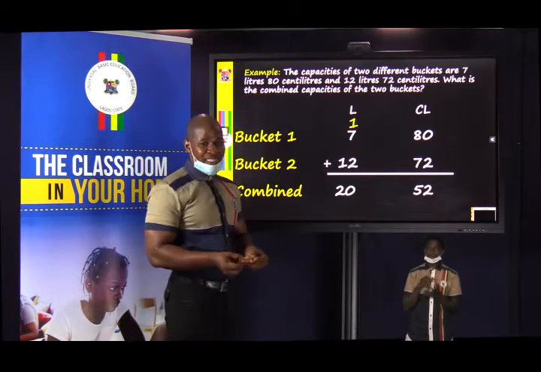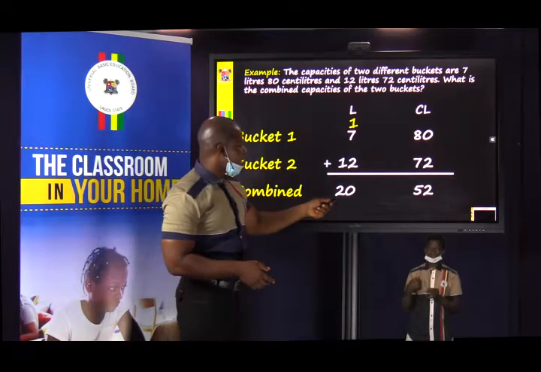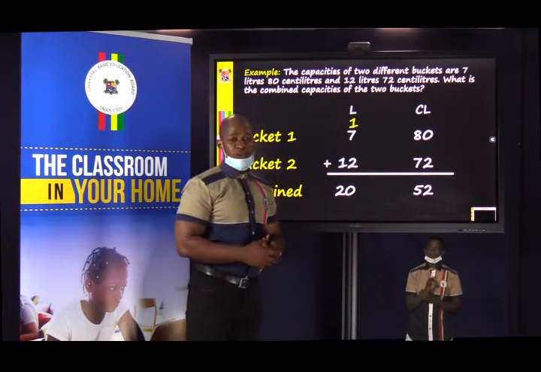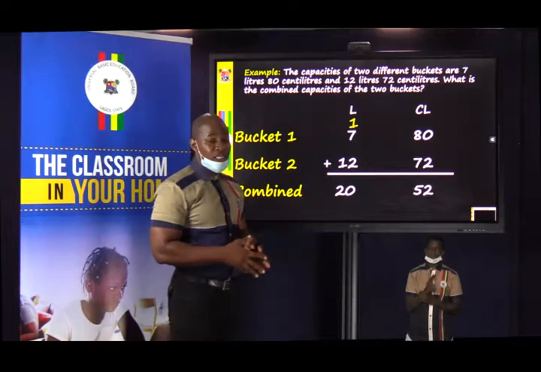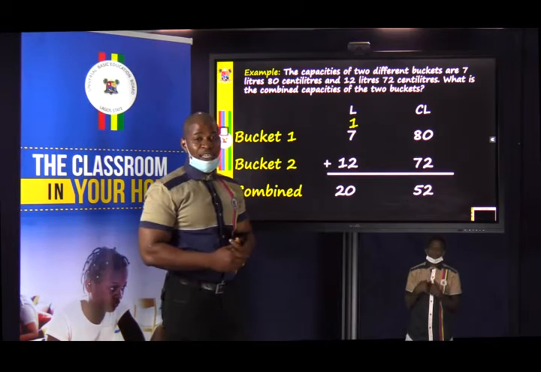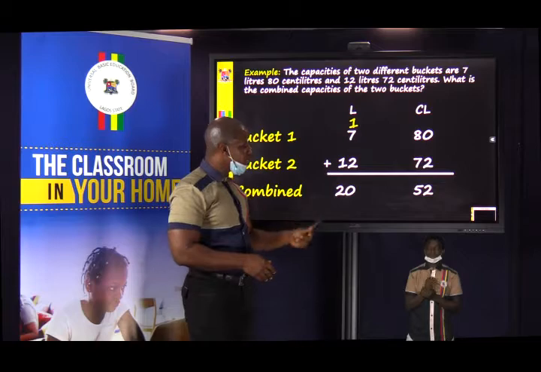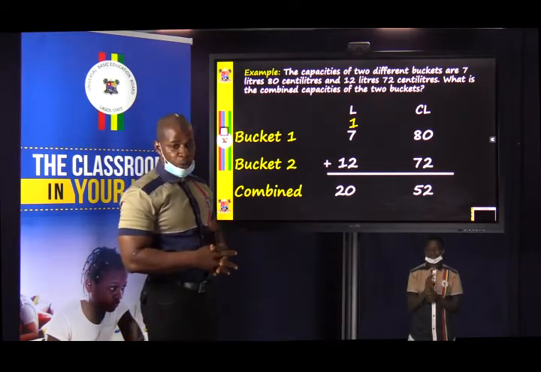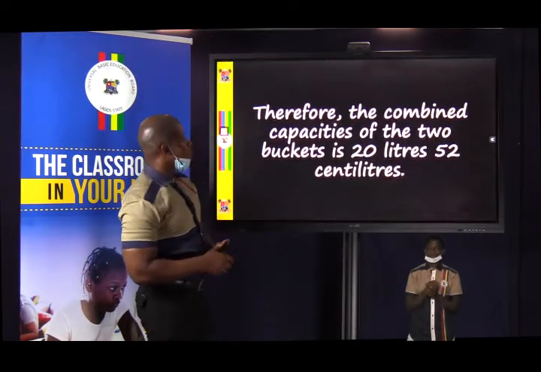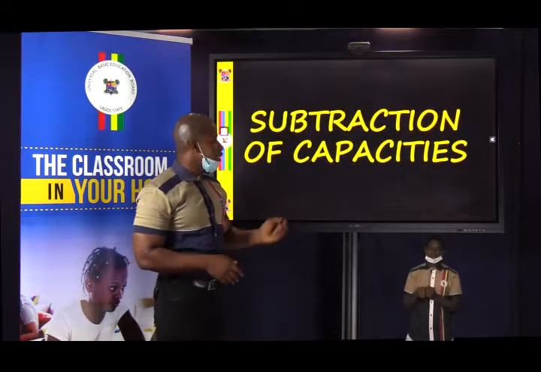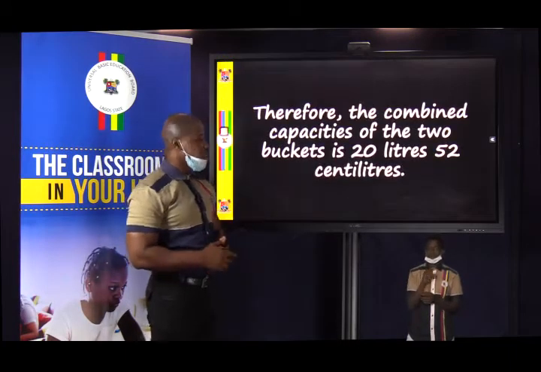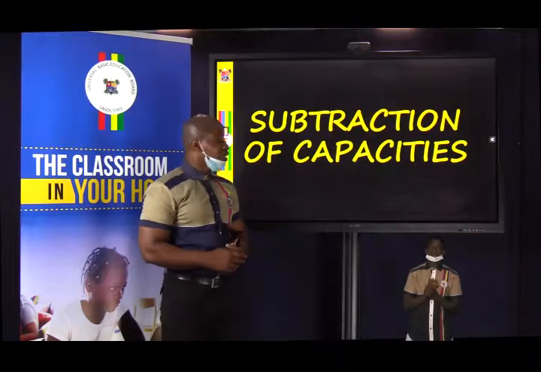It would have been less than correct if we had said 19 liters, 152 centiliters, because 152 centiliters is already in excess of 1 liter. So you just regroup the liter and you can add up the liters appropriately. So the combined capacities of the 2 buckets is 20 liters, 52 centiliters.